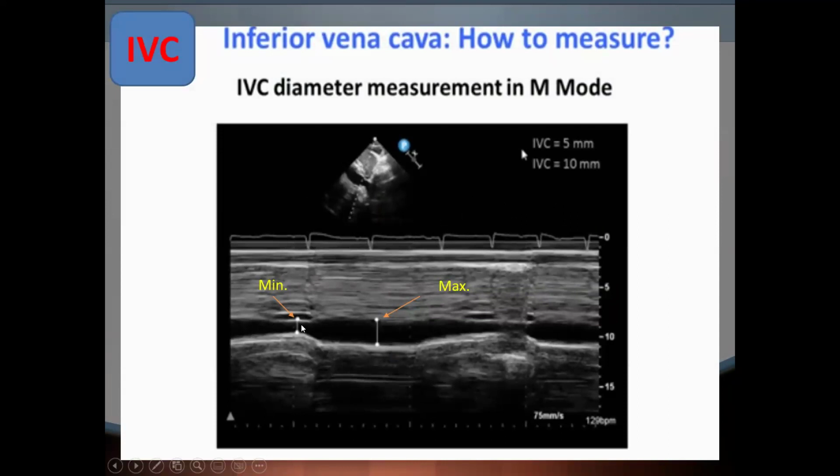This is the measurement of the IVC during inspiration if the patient is on a mechanical ventilator. So we have a minimum diameter and a maximum diameter. As we said before, the IVC distends during inspiration in mechanical ventilation and collapses, becoming the minimum measurement, during expiration, and the opposite in spontaneous breathing.